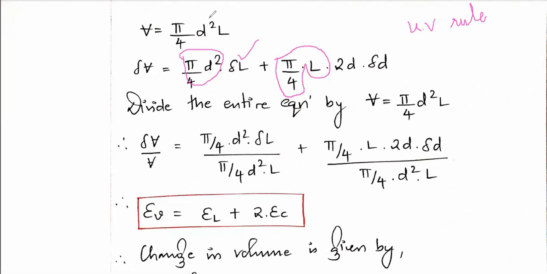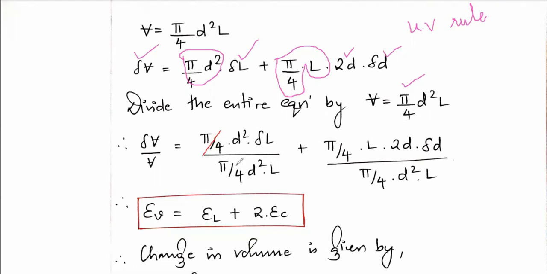And what is differentiation of d square? Differentiation of d square is 2d into delta d. Right, so once I have taken L as a constant and once I have taken D as a constant, so it is partial differentiation. So V has become delta V or dV. So divide the entire equation by V is equal to pi by 4 d square L. If we are dividing the entire equation by V is equal to pi by 4 d square L, then in this case it is delta V by V.